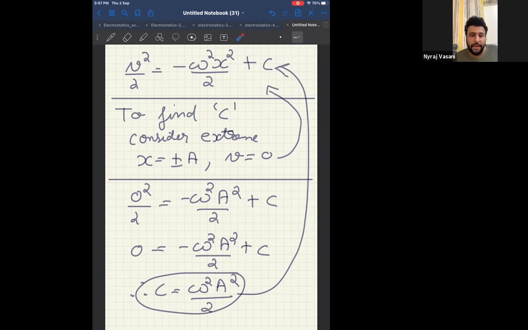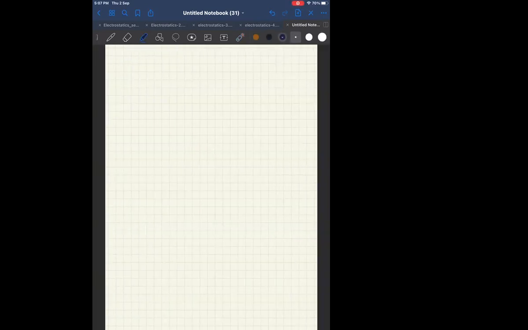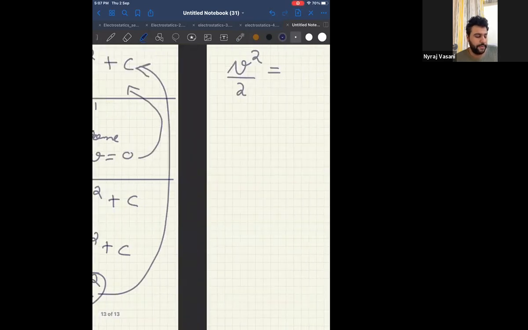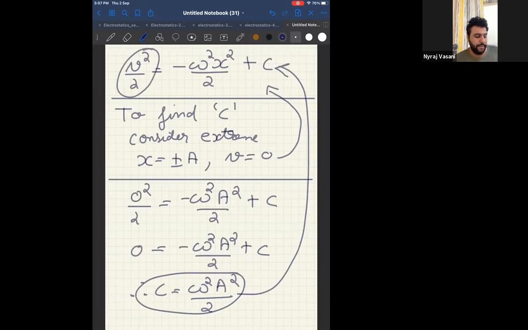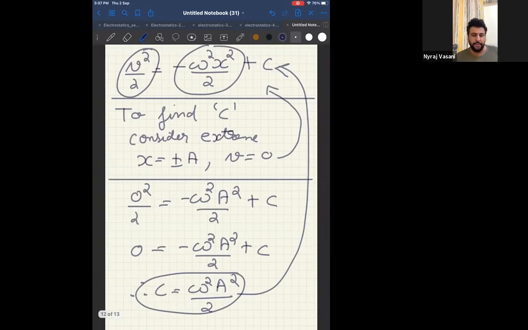Now, can I put the value of c back? Yes, sir. Therefore, listen to this. I will get v square by 2 is equal to minus omega square x square by 2 plus constant. What is the constant?